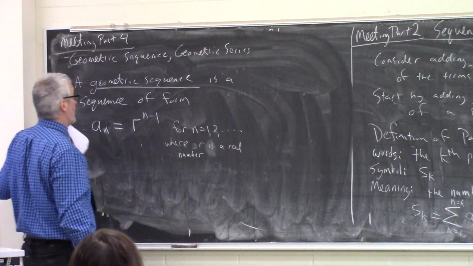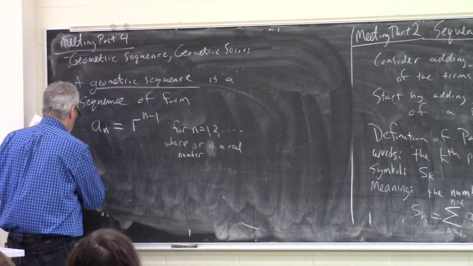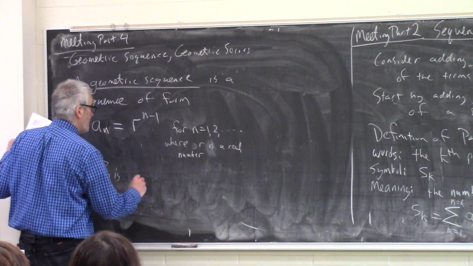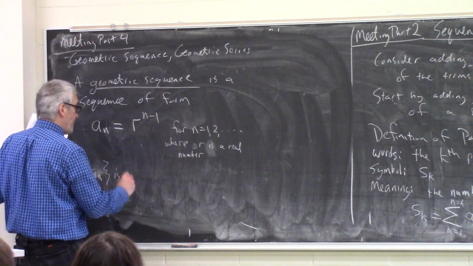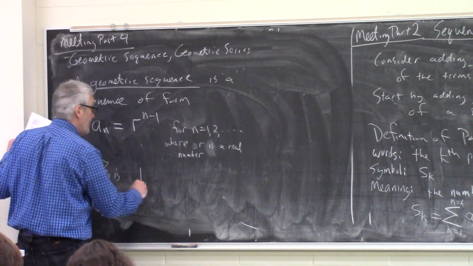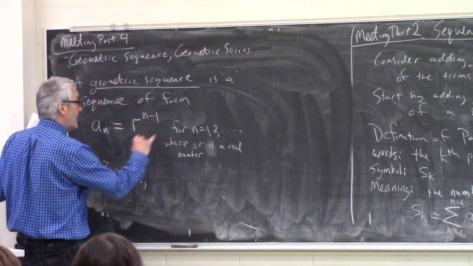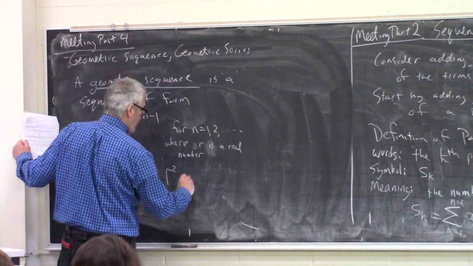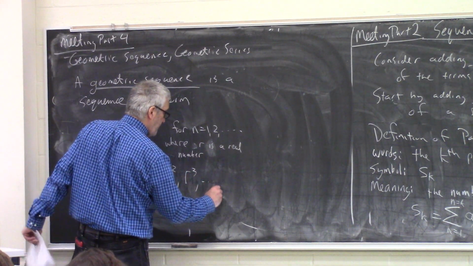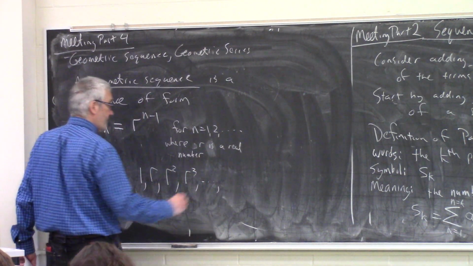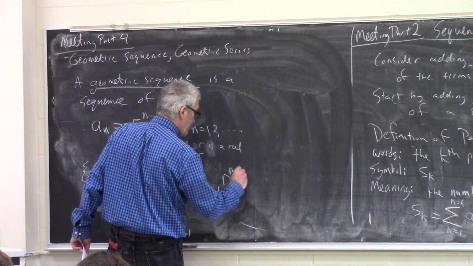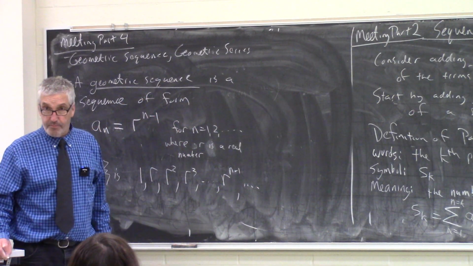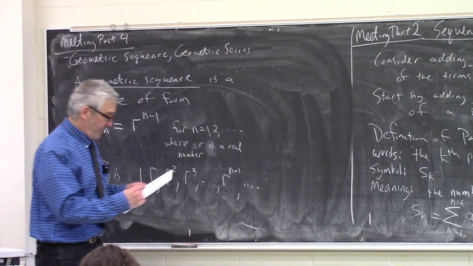So what does this look like? Well, when n is 1, I get r to the 0, so I get the number 1. When n is 2, I get r to the 2 minus 1, that's r. Then I get r squared, r cubed, up to the nth term, which is r to the n minus 1, and then I keep going. So there's the geometric sequence. It's a list of things separated by commas.